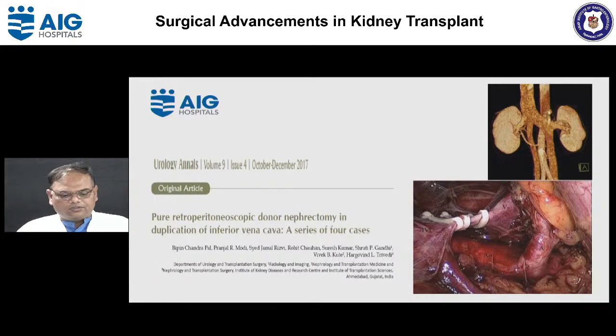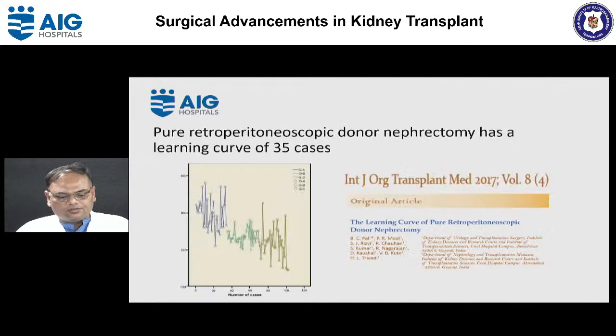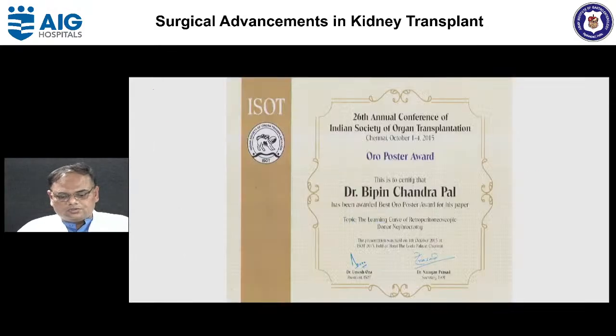We also performed retroperitoneoscopic donor nephrectomy in cases of duplication of the inferior vena cava, and we published our series of 4 cases. There is a lot of hesitation in doing retroperitoneoscopic donor nephrectomies, so we studied this parameter in the initial 102 cases of my retro donors. I did a retrospective study, and we found that 35 cases is the number of cases required to learn retro donor nephrectomies. Ultimately this paper won the prize at ISOT 15.